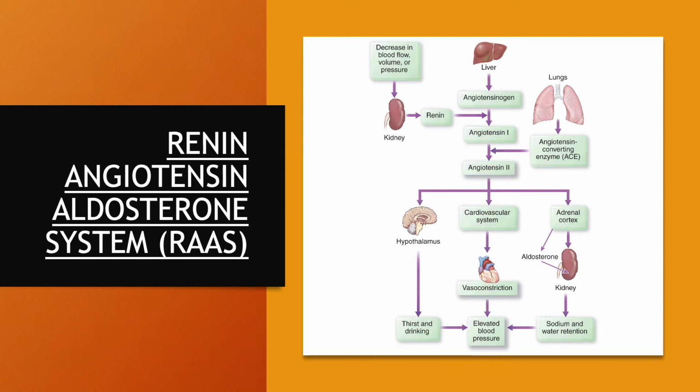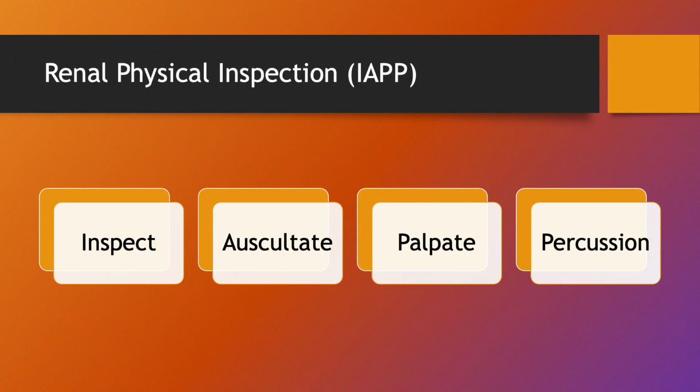I know, amazing. Moving on, when we're doing a physical renal assessment, we're going to start with inspection, inspecting the skin and the skin turgor, along with the color and its texture. Also the extremities for edema, as well as the abdomen, okay?